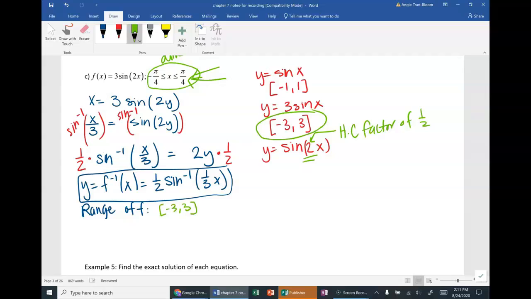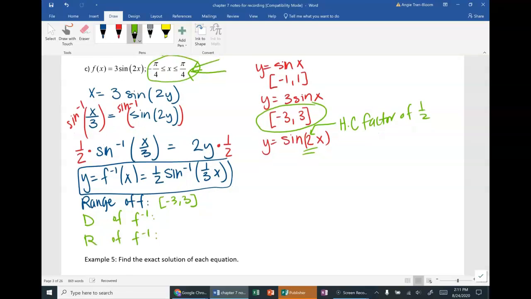So now we can go and write domain of f inverse, range of f inverse, and all we got to do is switch what we have. Domain is -3 to 3, and range of inverse is -π/4 to π/4. Either box it up or highlight it up, and voila.